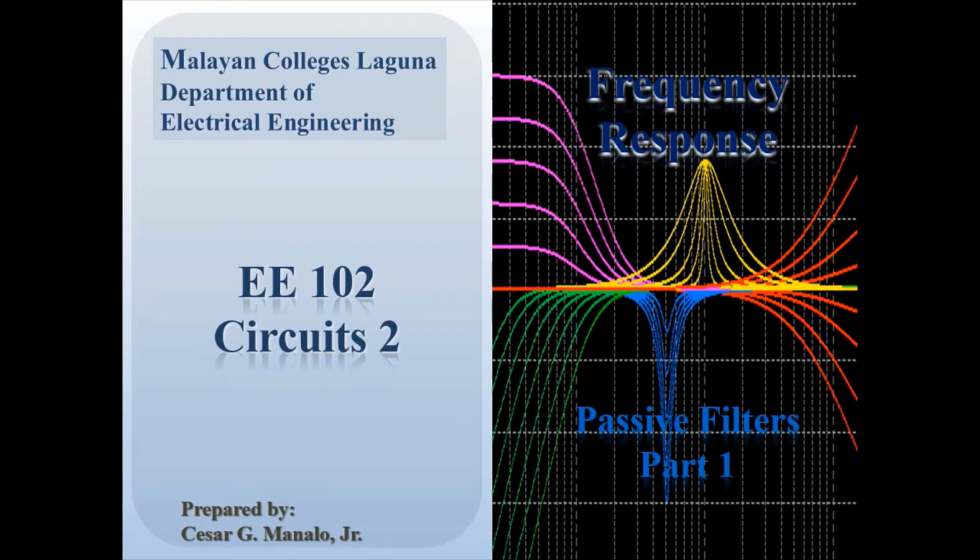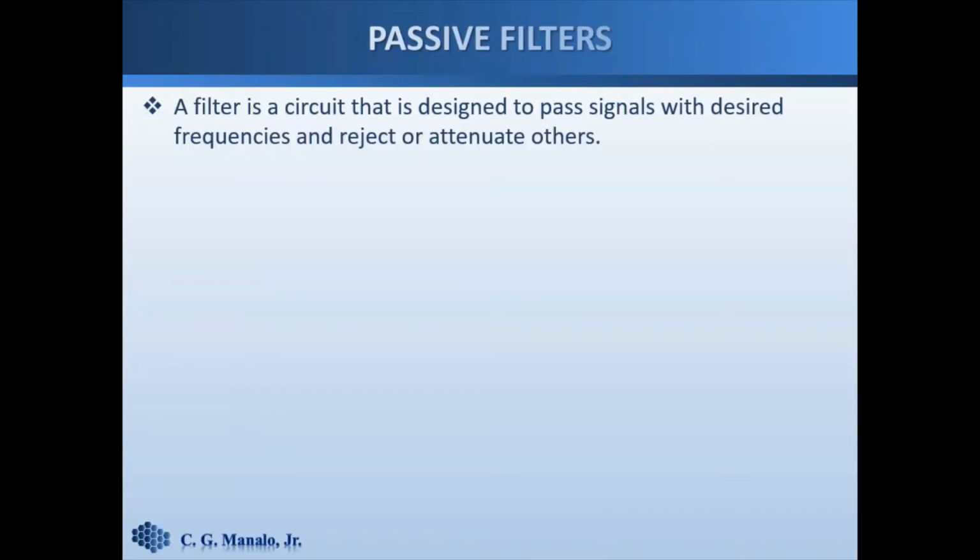We now go to one of the most common applications of frequency response, which are filters. Specifically, we'll be discussing passive filters. So what is a filter? It is a circuit designed to pass signals with desired frequencies while rejecting others that are undesired.